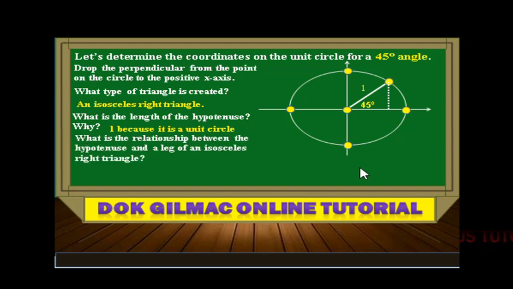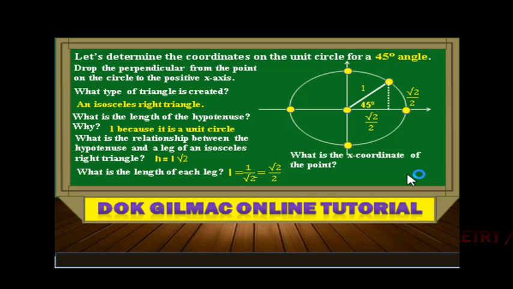What is the relationship between the hypotenuse and a leg of an isosceles right triangle? H is just equal to leg times square root of 2. What is the length of each leg? L is simply 1 over square root of 2, or square root of 2 over 2. So as you can see here, both legs are square root of 2 over 2. What is the x-coordinate of the point? Square root of 2 over 2. What is the y-coordinate of the point? It is also square root of 2 over 2. So therefore, the coordinates of this point for a 45 degrees angle is square root of 2 over 2 and square root of 2 over 2.